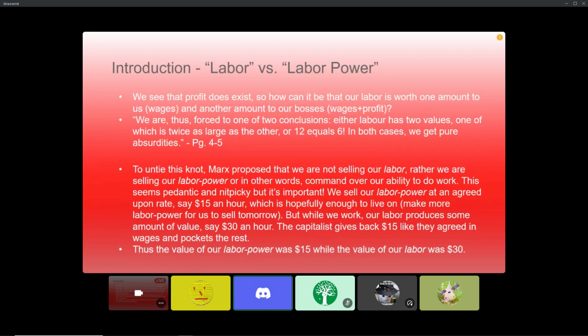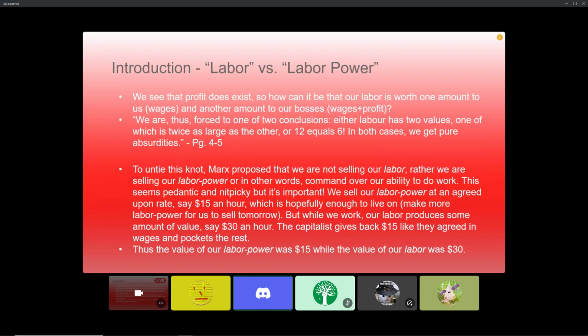We know that profit does exist. Like, we see companies making profits every day. The owner of any business you've ever worked at does, in fact, get paid. So how can it be that our labor is worth one amount to us, the wages we receive, and that our labor has a different value to our bosses, which is somehow our wages plus their profits?